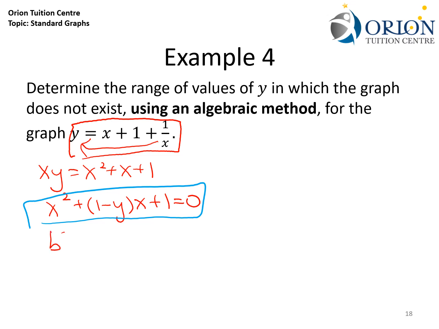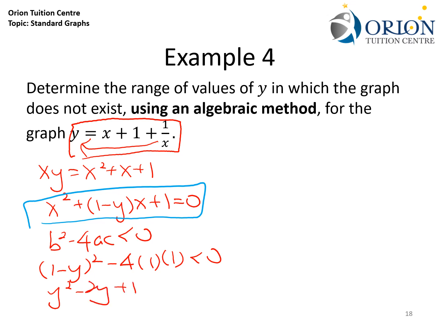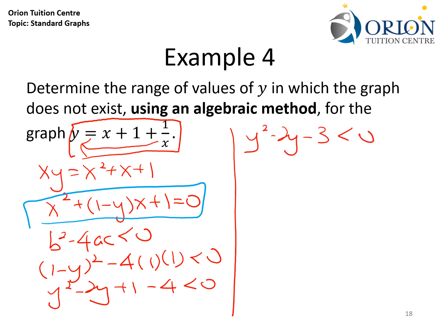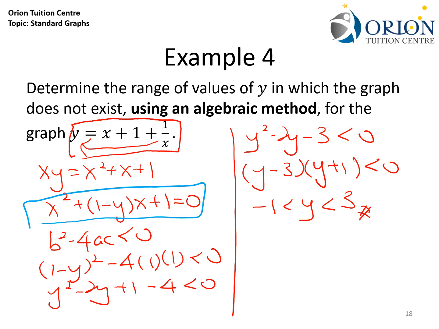So I will have b squared minus 4ac less than 0, which is 1 minus y squared minus 4 times 1 times 1 less than 0, or if I expand, I will get y squared minus 2y plus 1 minus 4 less than 0. On simplification, I will have y squared minus 2y minus 3 less than 0, and I can factorize the term on the left to become y minus 3, y plus 1 less than 0, and therefore if I solve this inequality, I will end up with y between minus 1 to 3, and this is the range of values of y that the graph does not exist.